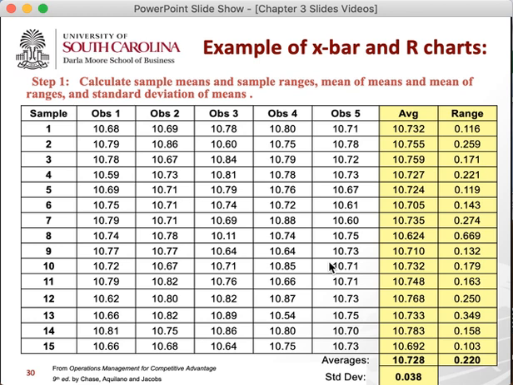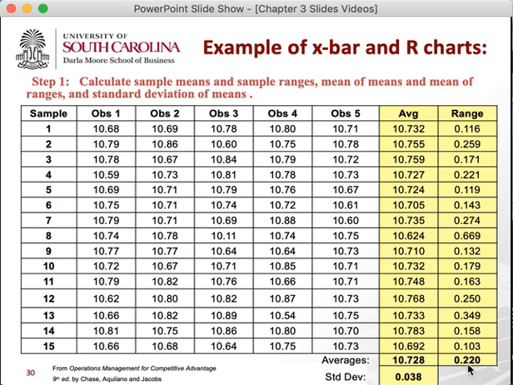For each sample, we're going to calculate the average of the sample, the sample mean: just add them and divide by 5. And also the range, which is the highest value in the sample minus the lowest value in the sample. Let's think about sample number 4. The highest value is 10.81, the lowest is 10.59. So 10.81 minus 10.59 is 0.22. That's what we call the range, the highest minus the lowest.